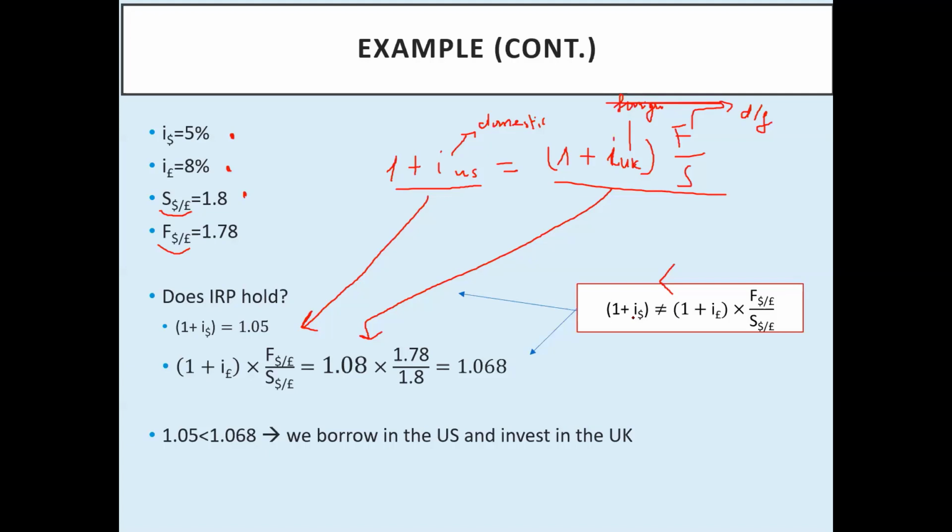Also, for these questions, we are going to assume that borrowers and lenders can lend and borrow at the same rate in each of the countries, okay? So here, because borrowing in the US is cheaper, we are going to borrow in the US. At the same time, we are going to lend in the UK because we get a higher investment return, okay?